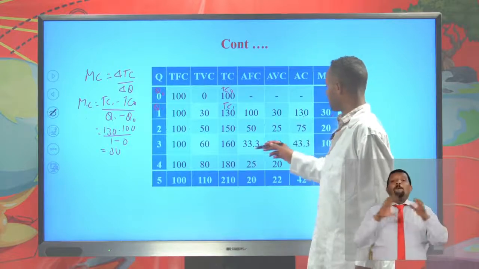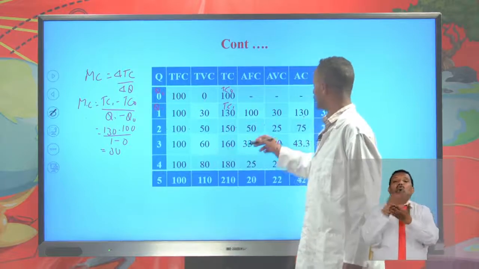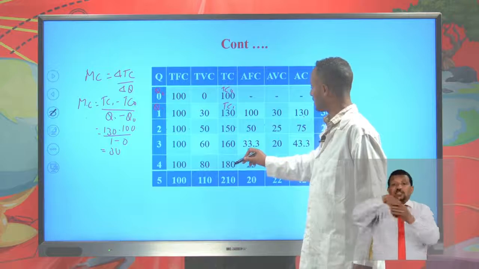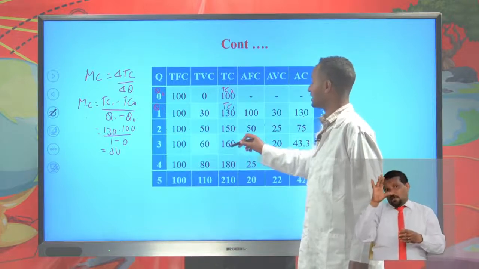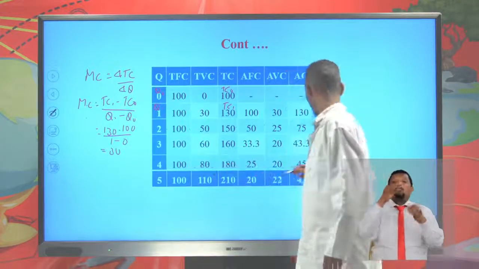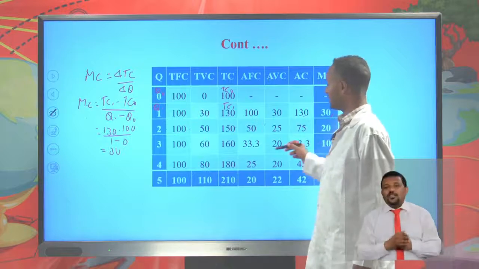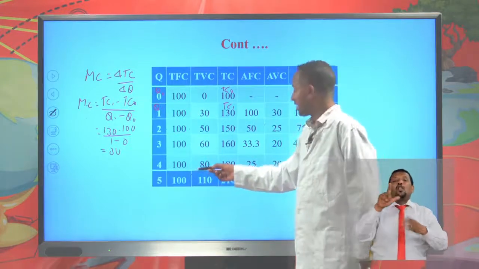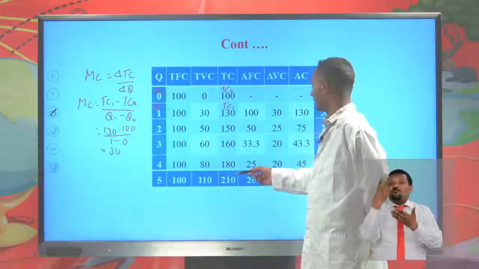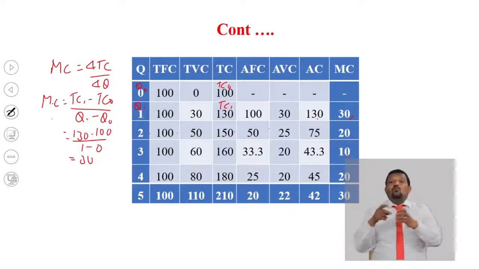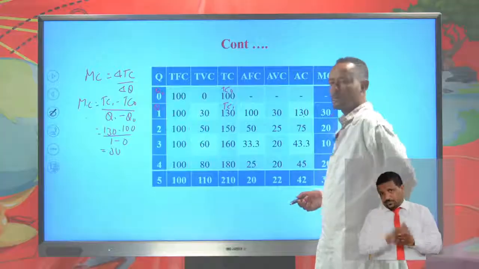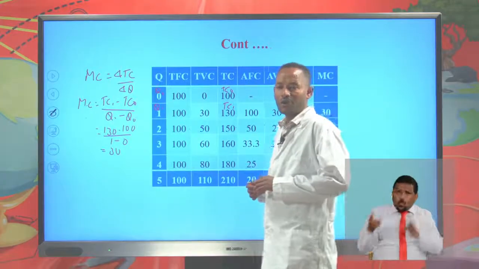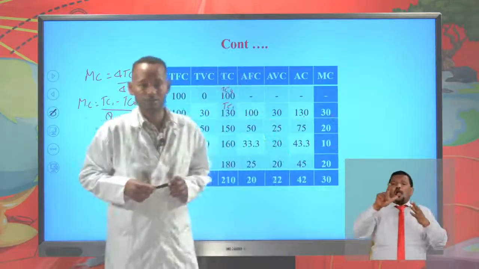And the marginal cost of producing the fourth is change in TC, which is 180 minus 160 divided by 4 minus 3, which is 20. And finally, the marginal cost of producing 5 units of a commodity is 210 minus 180 divided by 5 minus 4, which is 30. But there is another way of calculating the marginal cost of production.